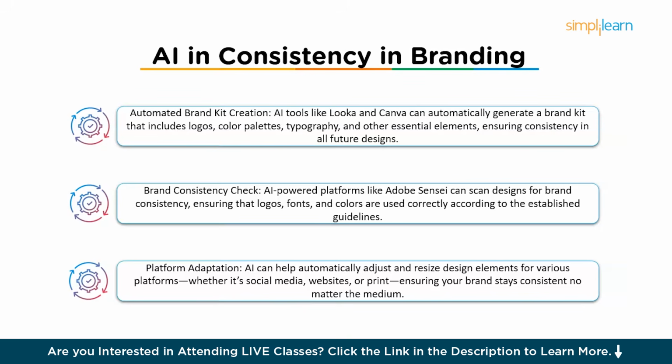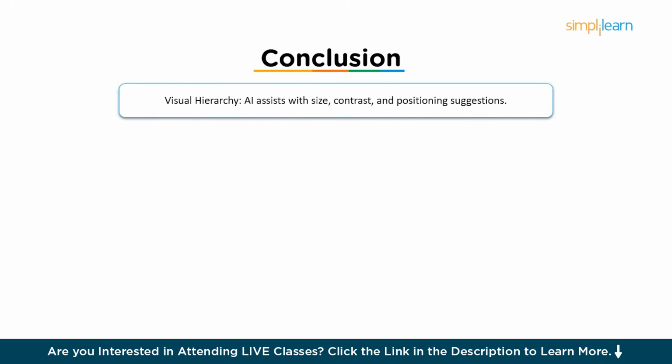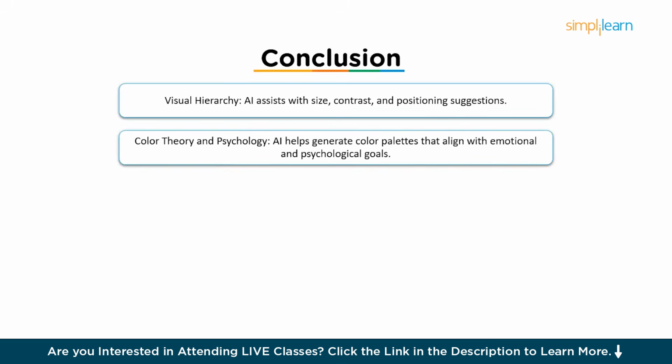So we have a conclusion for this. So AI plays a crucial role in helping designers apply advanced design principles efficiently and consistently. So the visual hierarchy, AI assists with the size, contrast and positioning suggestions. Then we have color theory and psychology. So AI here helps generate color palettes that align with the emotional and the psychological goals.